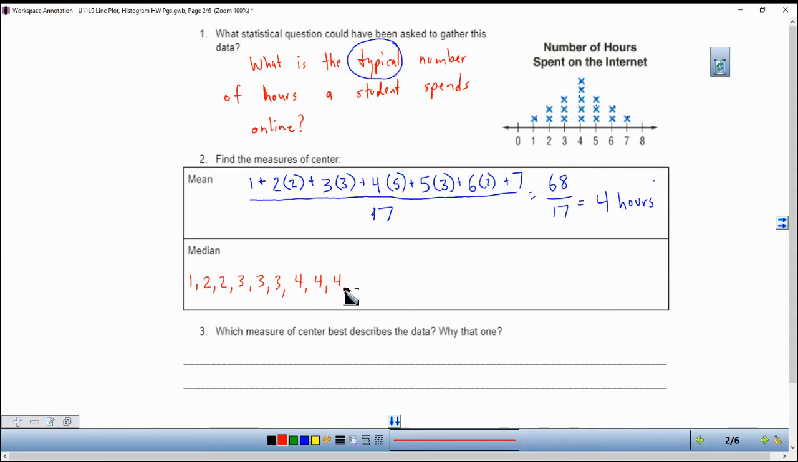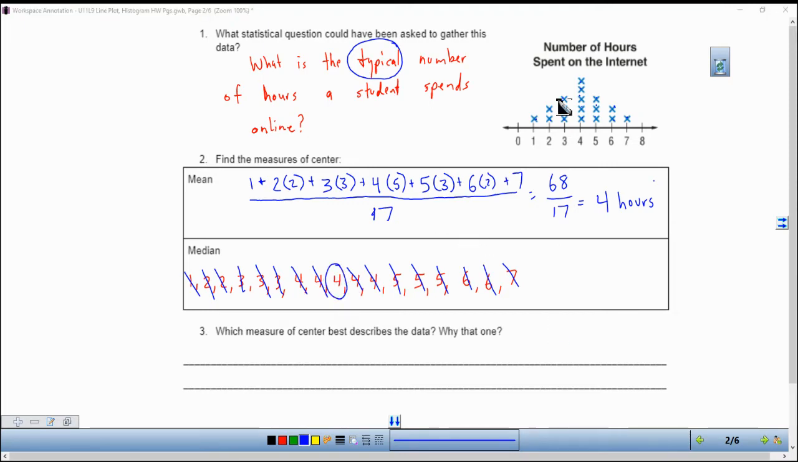Now again, I'm pretty sure that this number we're going to get in the center is 4 again, because if you look at the line plot, it looks like 4 is right in the middle. All right, let's find that median here. Crossing them out, finding the 1 in the middle because there are 17 data points, which is an odd number. I'm pretty sure it's going to be that middle 4, and there it is.